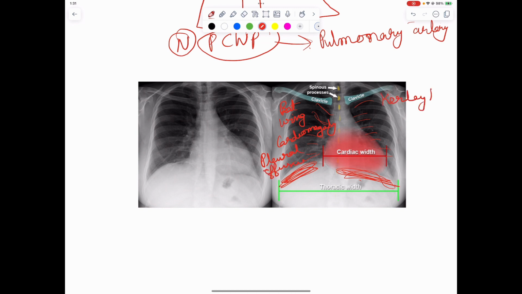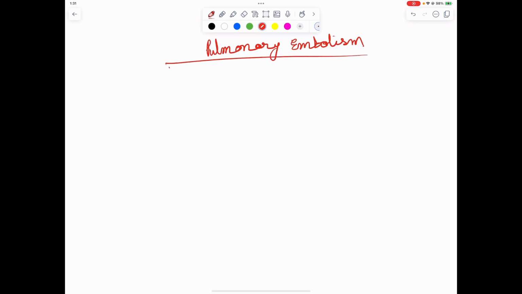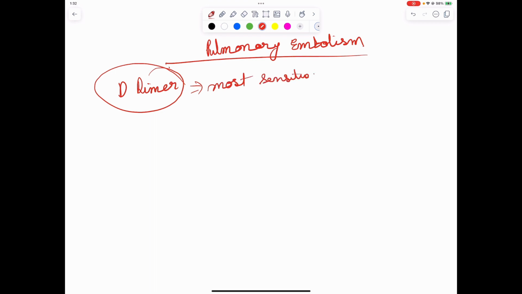Now we come towards the pulmonary embolism. In pulmonary embolism, you should remember what is the most sensitive test. It is the D-dimer test. Now if it is stable, you will give an anticoagulant, and if it is contraindicated, then we will put an IVC filter. If it is unstable, then you will give anticoagulation plus thrombolytics, and if it is contraindicated, then it will lead to embolectomy.